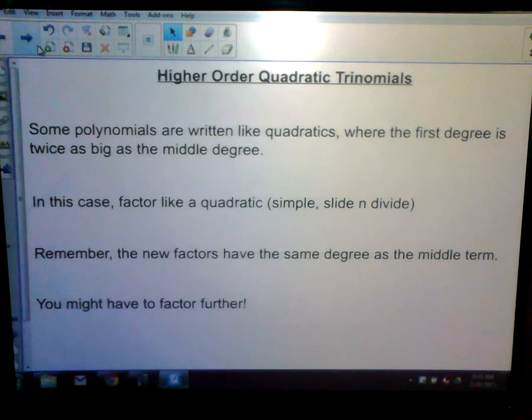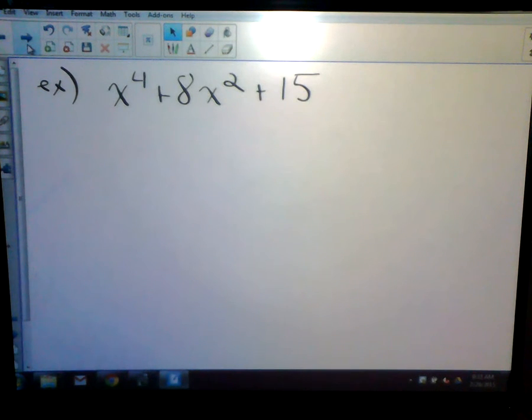Higher order quadratic trinomials. Some polynomials are written like quadratics, where the first degree is twice as big as the middle degree. In this case, we're going to factor like a quadratic. And then the new factors will have the same degree as the middle term, but you might have to factor further. Let me show you what I mean.